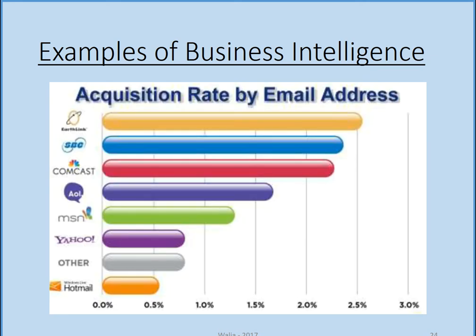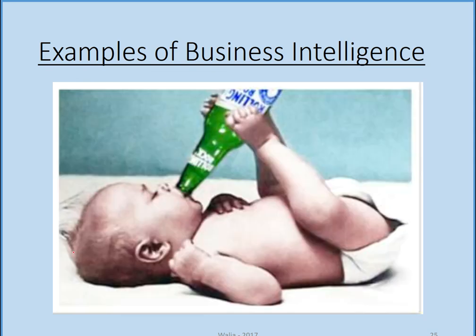Another study looked at the acquisition rate when you get email offers and such. People with Earthlink, SBC, or AOL email IDs were much more likely to reply to a spam email than somebody who had Hotmail or Yahoo.